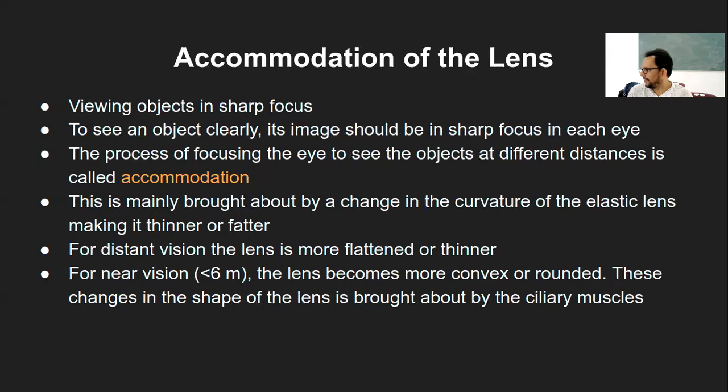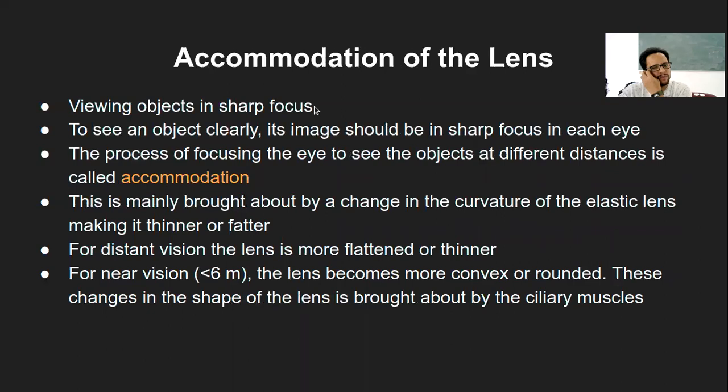Yes, understood. Okay, so the next topic is the accommodation of the lens. Accommodation of the lens is nothing but adjusting the lens size, whether thickness or thinness of the lens, so that the particular amount of light is converged on the retinal layer. So why do we do that? It is to view a particular object in sharp focus.